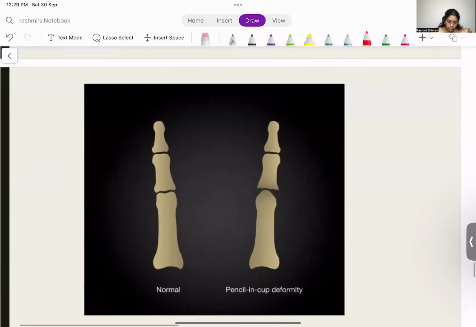Like I told you, this is normal. Normally, you can see that these two regions are approximating, but in this, there is a pencil and cup deformity. This is a cup, and there's as if a pencil is being put into that. So this is called a pencil and cup deformity. This is just for you to remember easily. This is also called telescoping of joints.